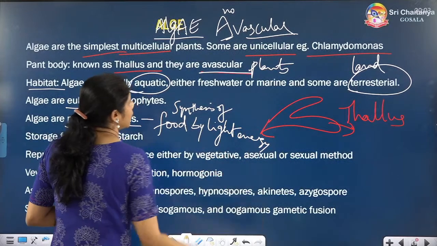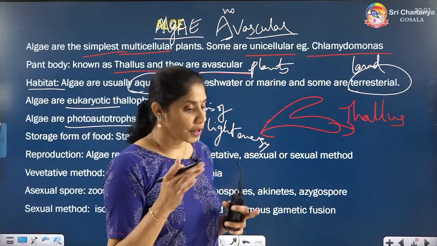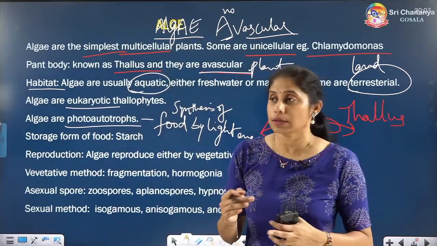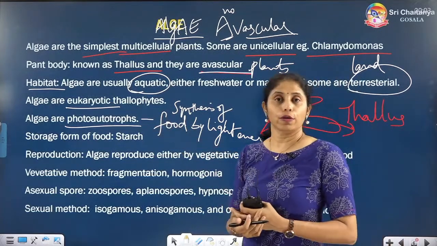By using light energy, that is called photoautotrophism. So photoautotrophs are nothing but organisms synthesizing food materials by using the light energy which is coming from the sun. So they are called photoautotrophs.